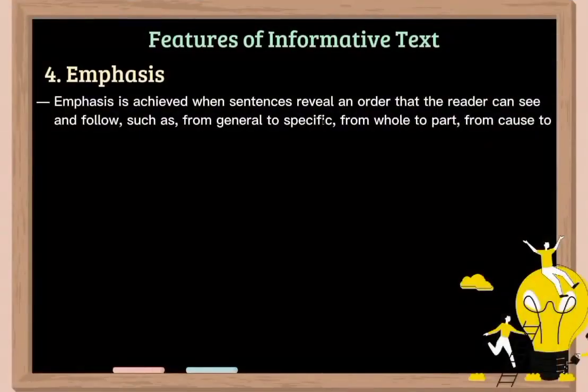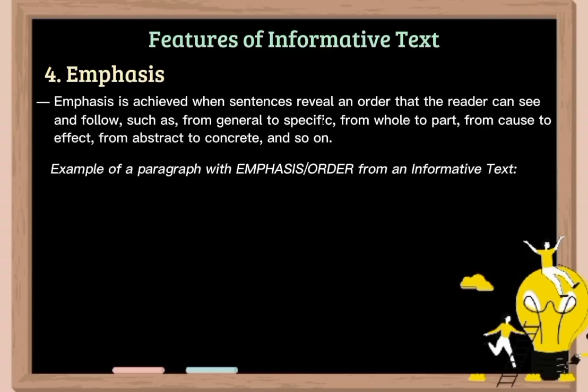4. Emphasis. Emphasis is achieved when sentences reveal an order that the reader can see and follow, such as from general to specific, from whole to part, from cause to effect, from abstract to concrete, and so on. Example of a paragraph with emphasis or order from an informative text.